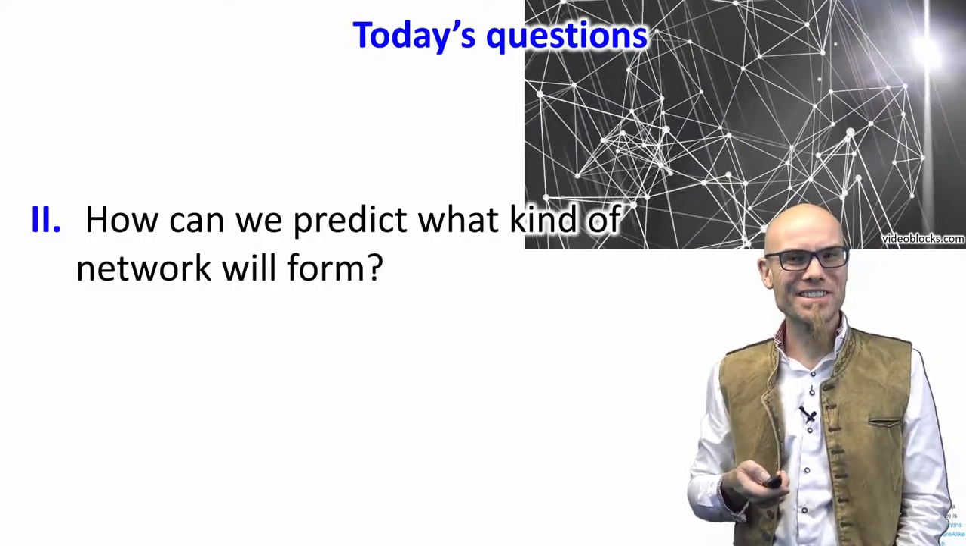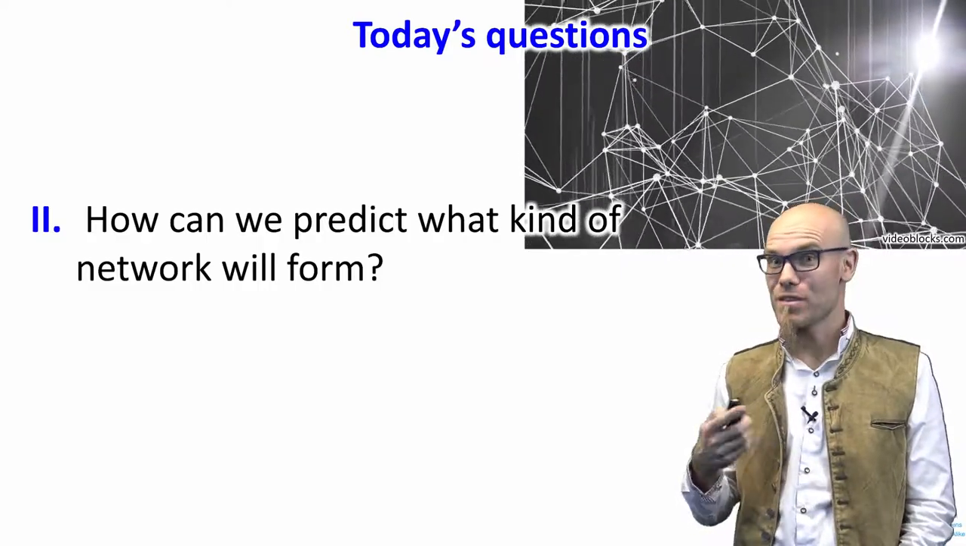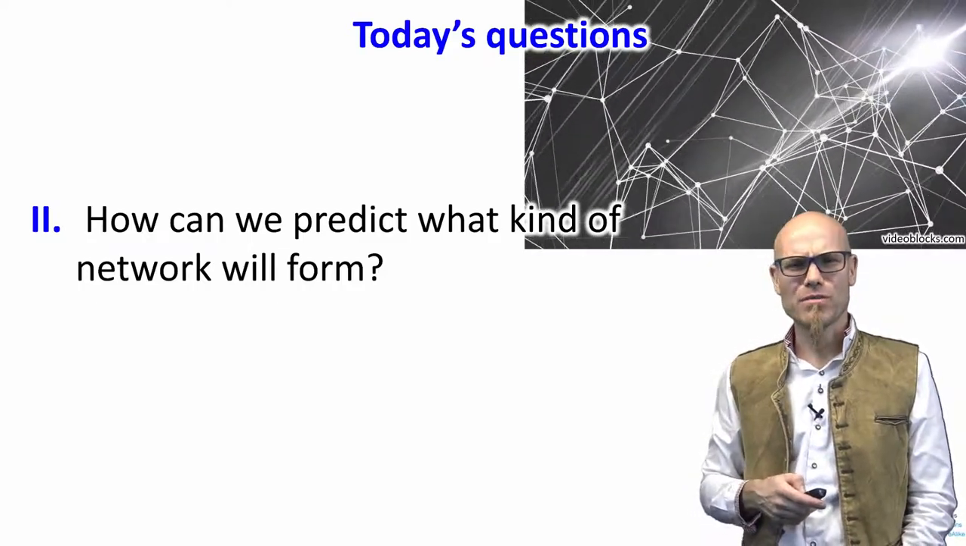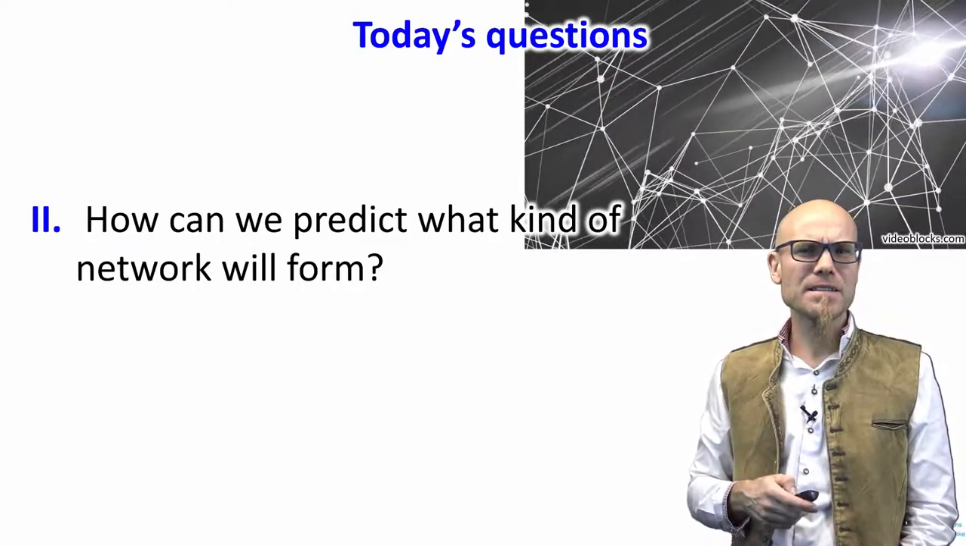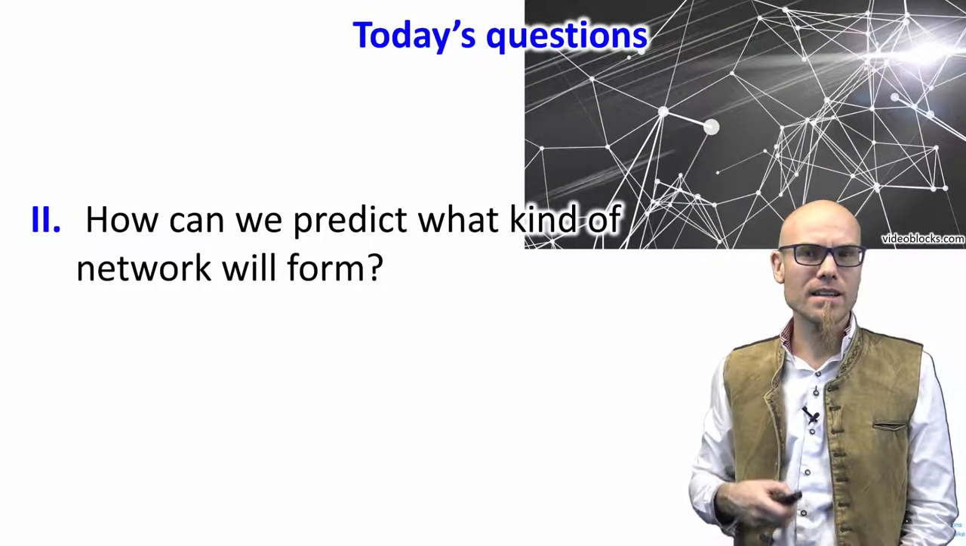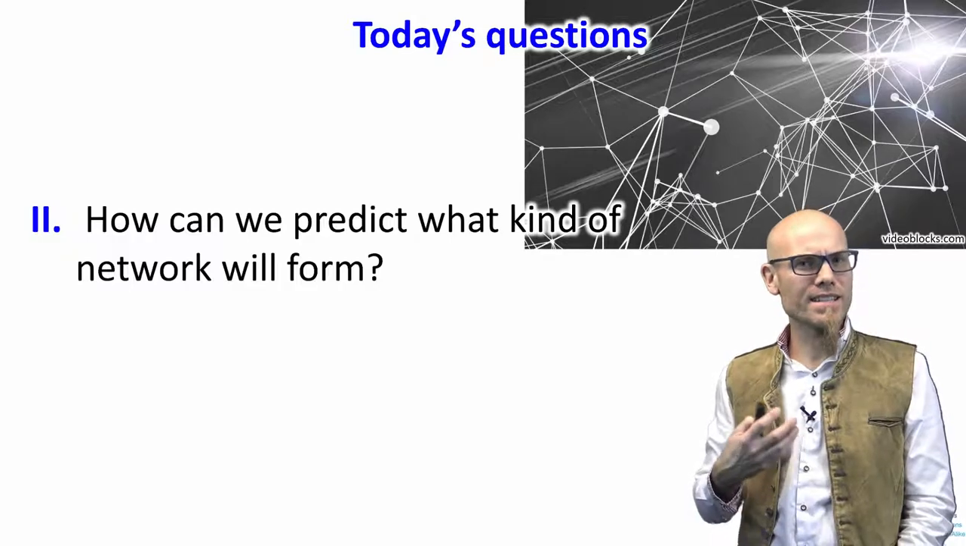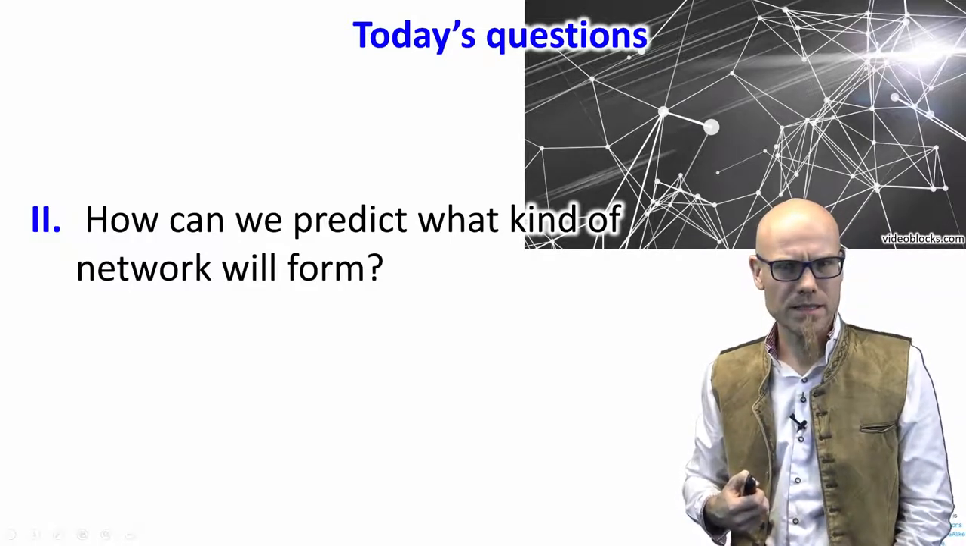That's one of the benefits of science. One is explaining things, and the other one is predicting things. So can we predict what kind of network will actually form? And luckily for us, there are some particular shapes of networks that tend to form very frequently.